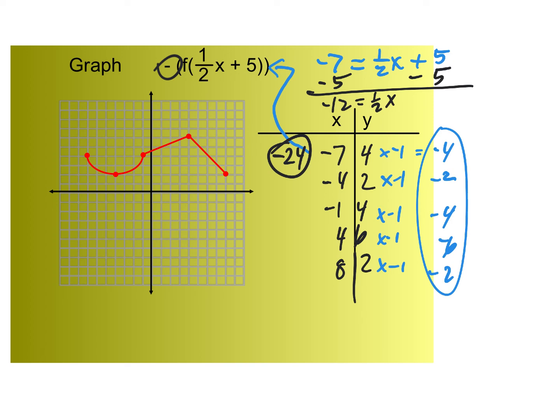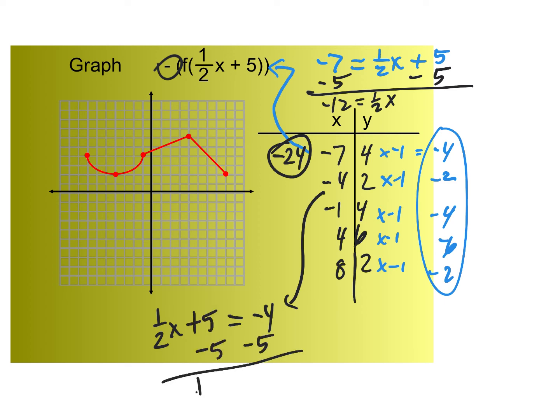Again, can I try to do this in my head? Sure, you can. But just be aware, you're more likely to screw it up if you try to do it in your head. It's probably safer to go like this. And then I'm going to subtract 5 from both sides. And multiply both sides by 2. -18. Who had -18 before I said it? Okay, good. I think you get the idea.